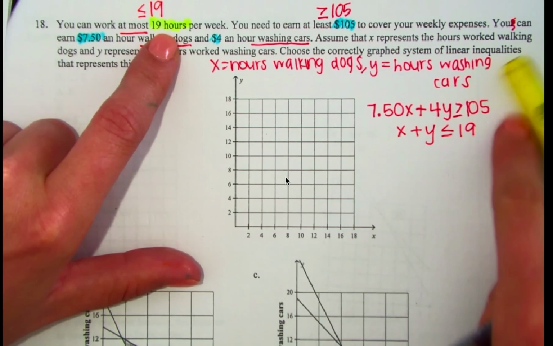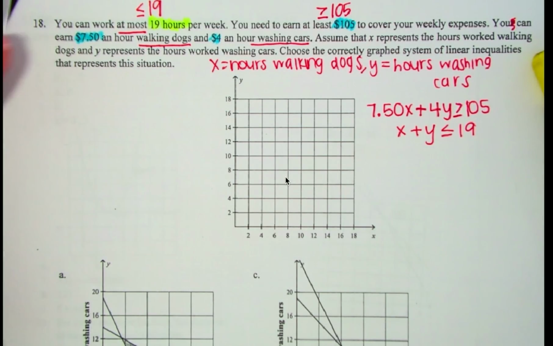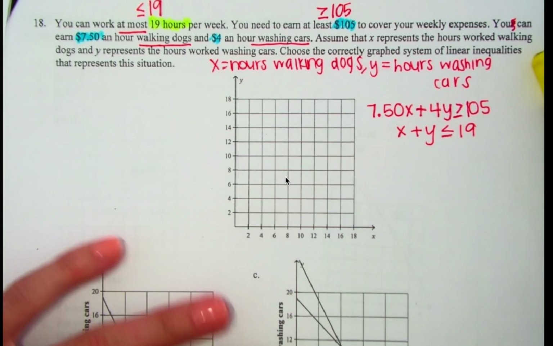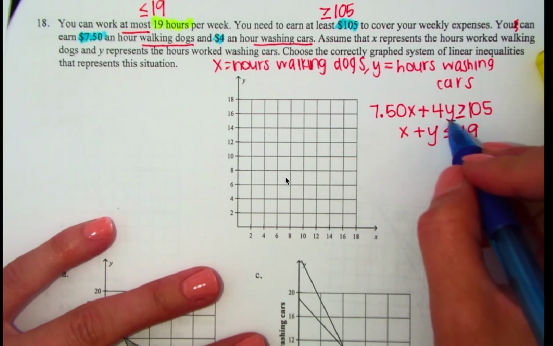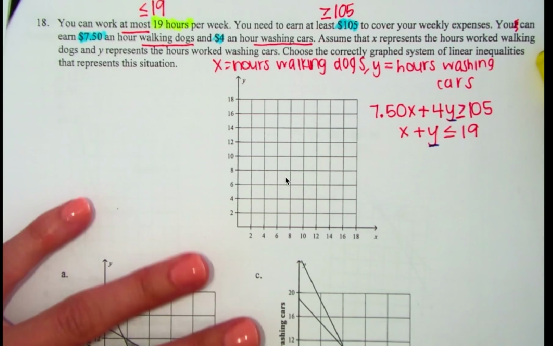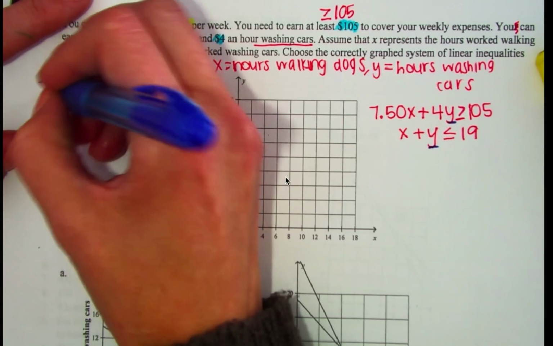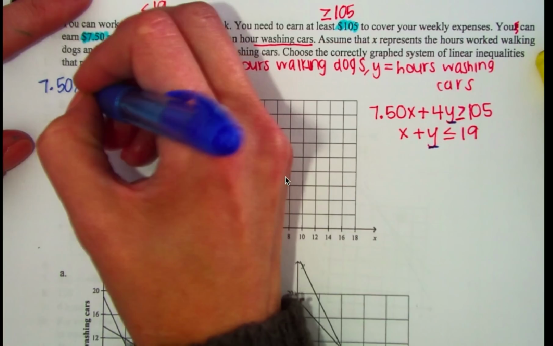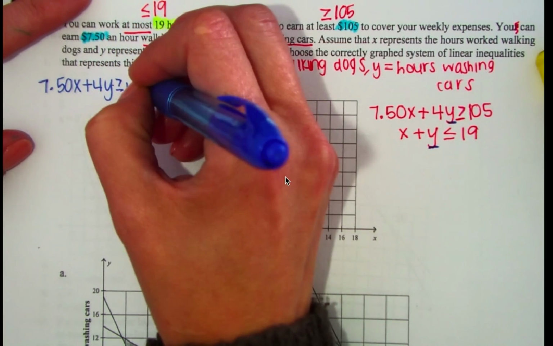So for each of these, I want to graph them. So again, what we did on the previous problem is that we are going to need to put these in slope-intercept form. So I'm going to get y by itself for each of these equations so that I can graph over here. So if I do that with my first equation, which I'm going to show you over here, 7.50x plus 4y is greater than or equal to 105.